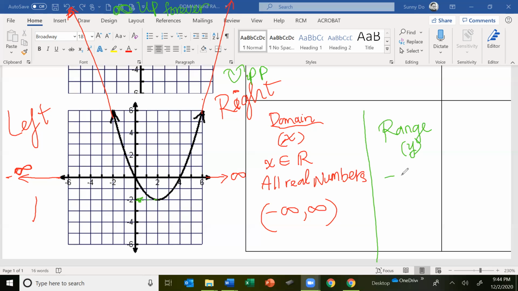So -2, comma, infinity. -2 is a connected point on the graph. It has a number right here on the y, so we're going to include that. Another way we can write this one is because it's greater than -2. Well, -2, -1, 0, 1, 2, 3, 4, 5. The number is getting bigger and bigger from -2. So we're going to put y is greater than or equal to -2. And that is how we do domain and range with arrows. It's like magic.